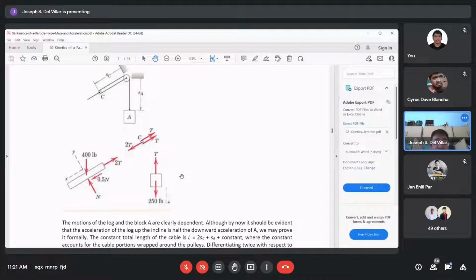So, we have 2S sub C plus S sub A plus a constant. That is the total length of the cable, where the constant accounts for the cable portions wrapped around the pulley. So that is what the constants are, the constant that would account for the portions wrapped around the pulley.